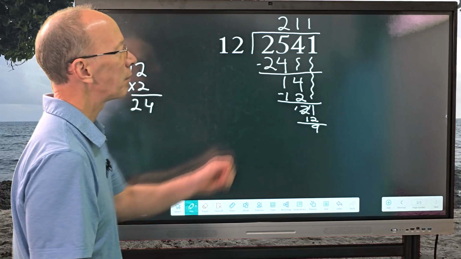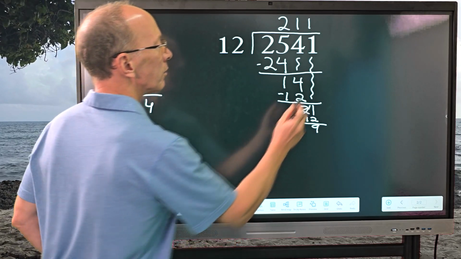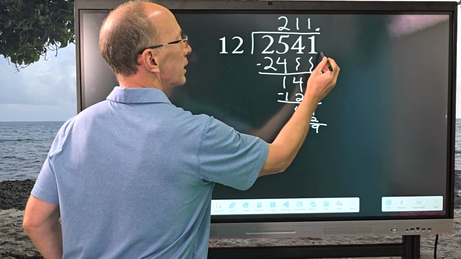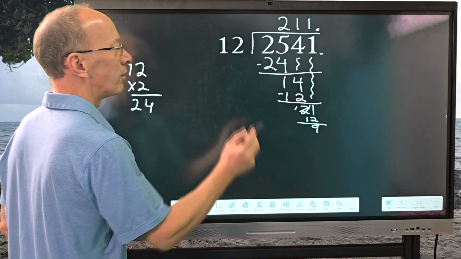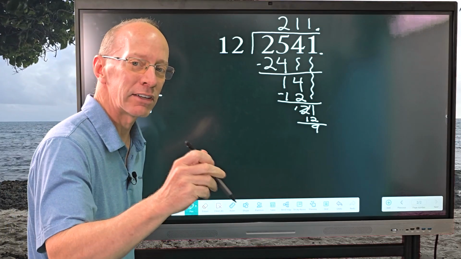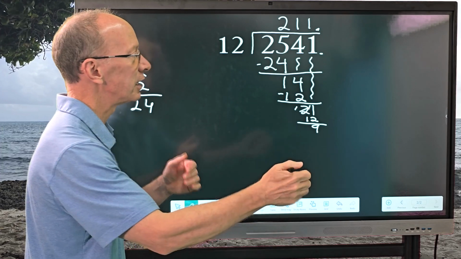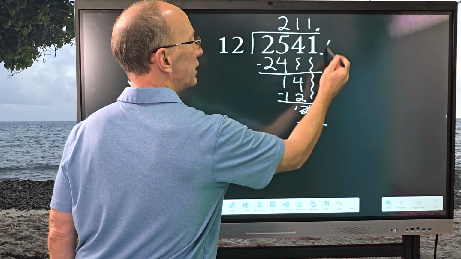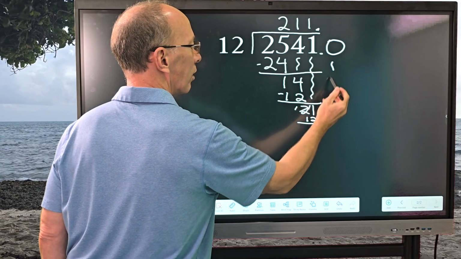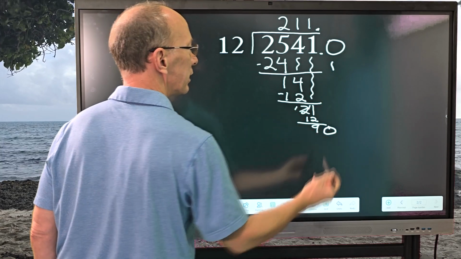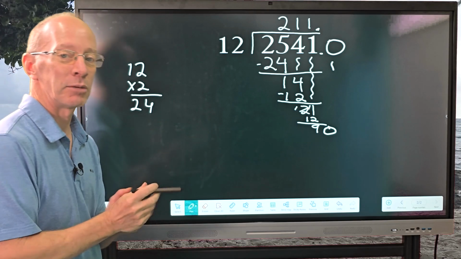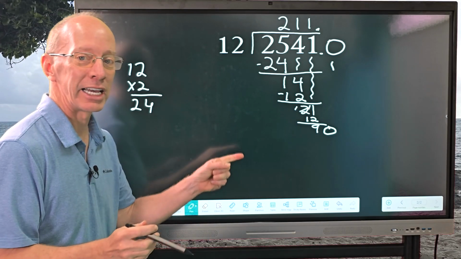And now I'm going to put a decimal right here and right there. And now whenever I have a decimal, I can put an infinite number of zeros on the other side. So I'm going to put a 0 right here, and I'm going to drop that 0 all the way down right there. So now, how many times can I put 12 into 90?